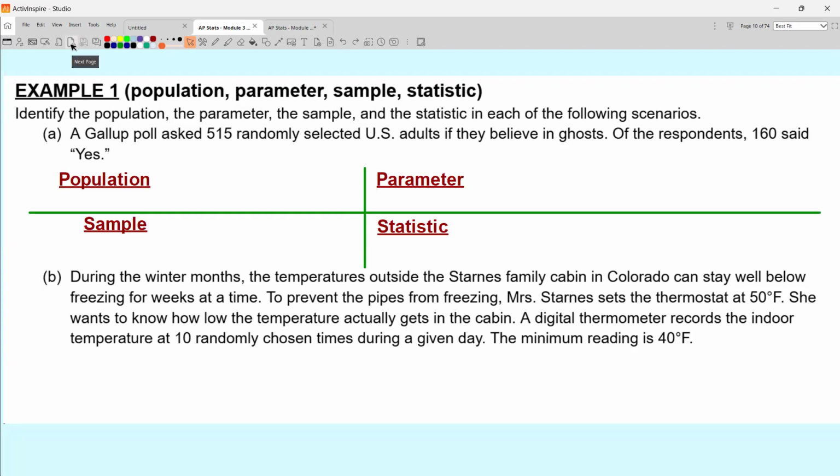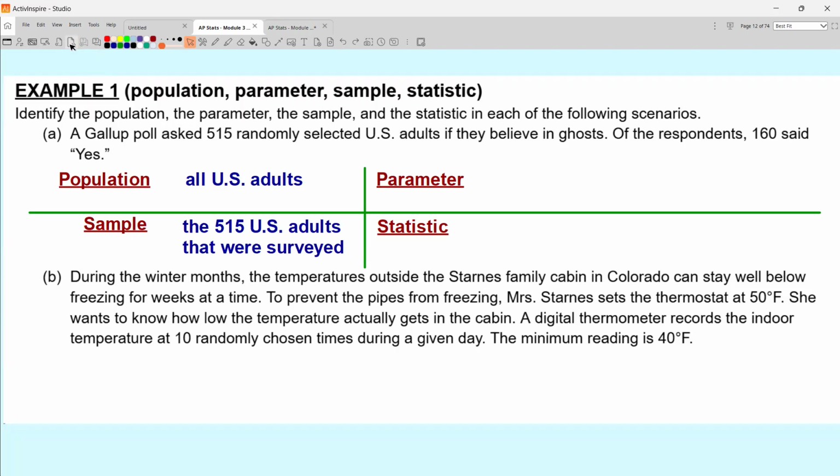For the population, what are we trying to estimate here? We're talking about U.S. adults. So all U.S. adults will be our population. Next, the sample. What are we sampling? We asked 515 U.S. adults if they believe in ghosts. So our sample was the 515 U.S. adults that were surveyed.